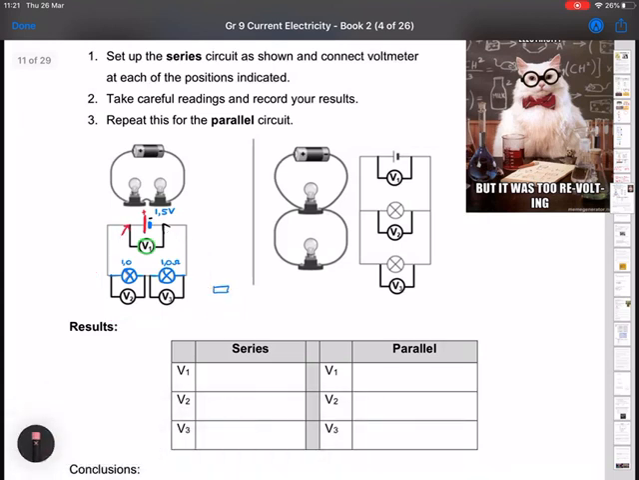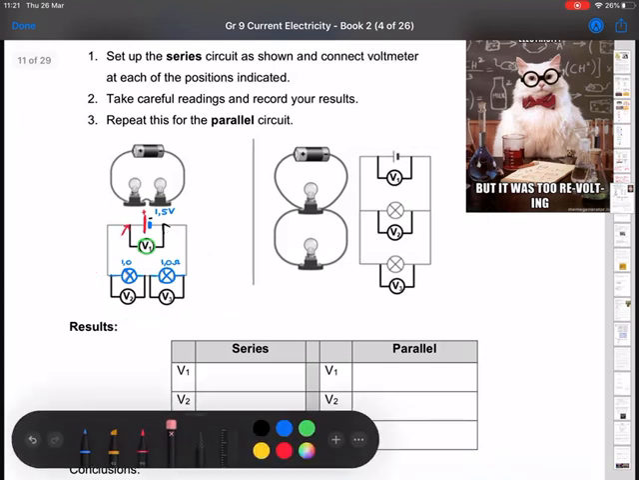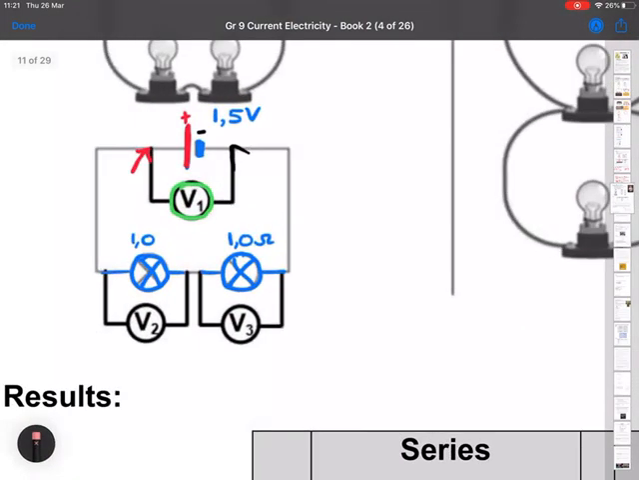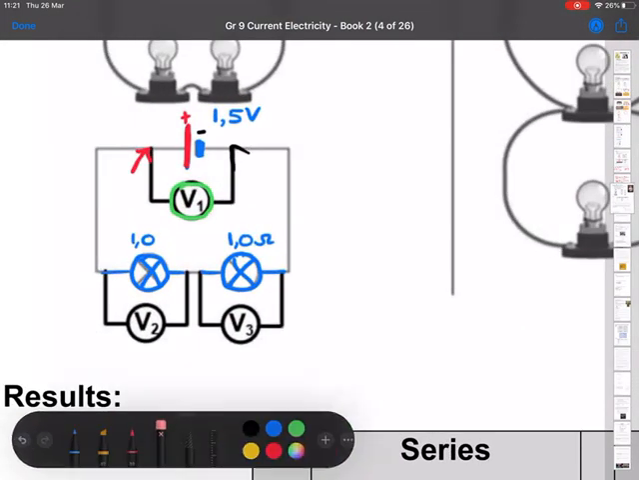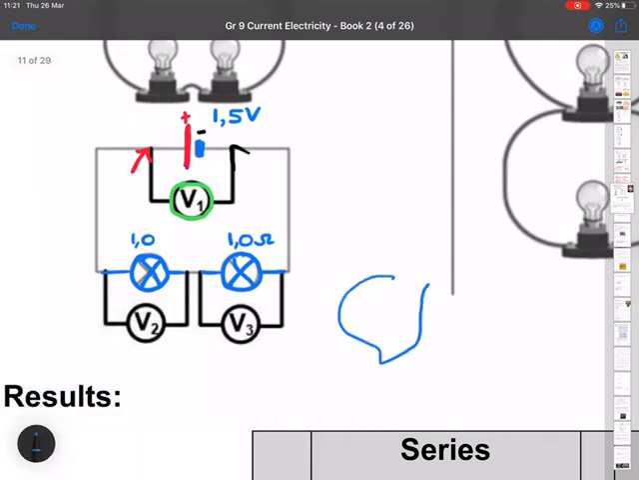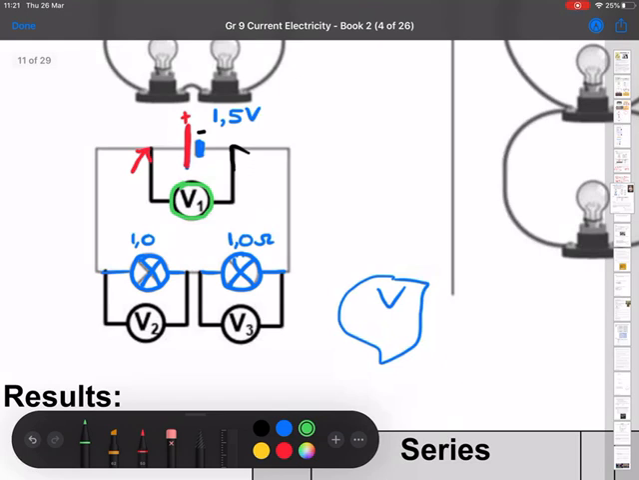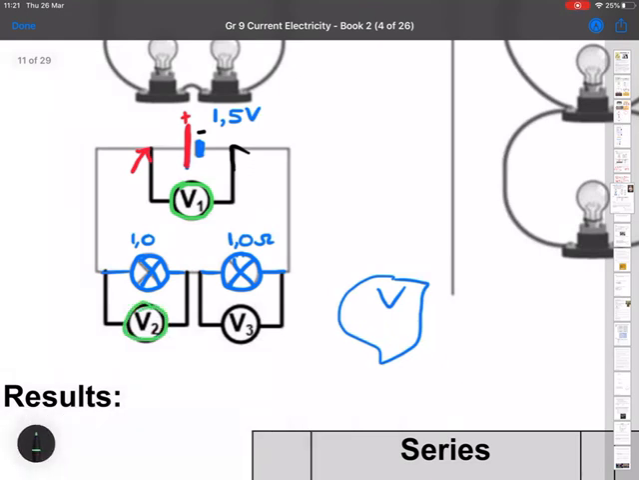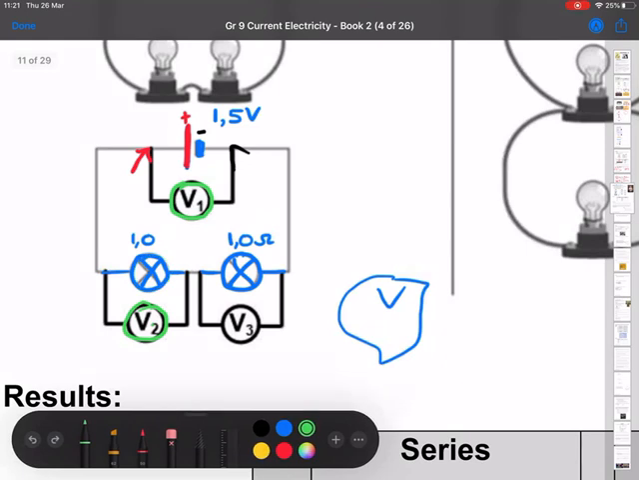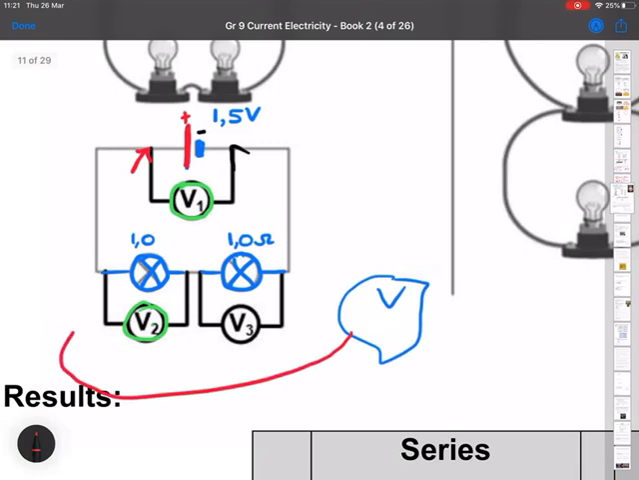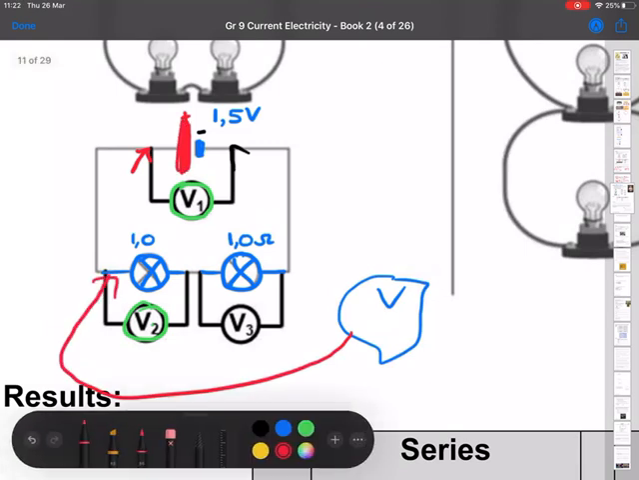Alright, next what you're going to do is you're going to take your voltmeter. Let's draw in our funny little voltmeter again. There's a voltmeter. You need to determine the potential difference across the first bulb. So there's your first bulb. And you're going to connect the positive lead of the voltmeter to the positive side of your circuit, because this is your positive side of your circuit.